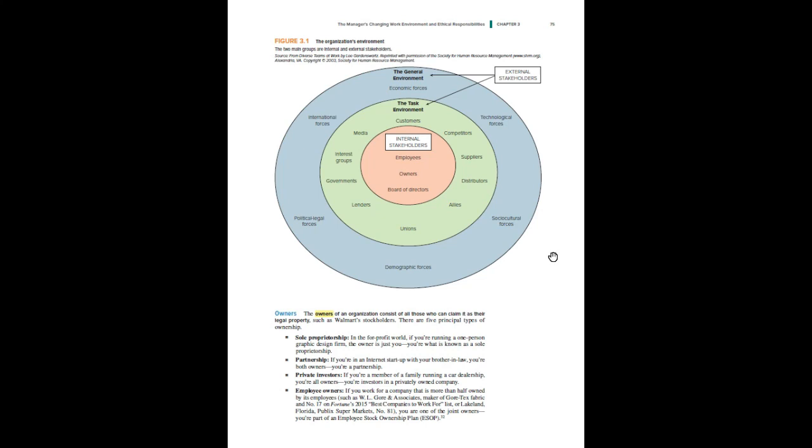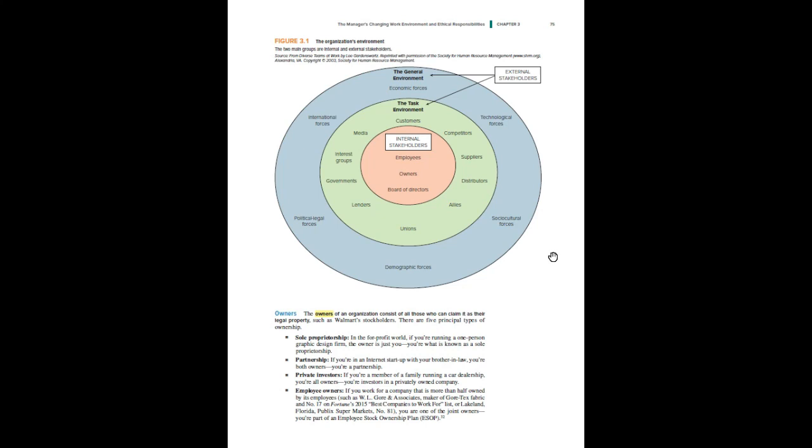Number one, customers, who pay to use an organization's goods and services. Then we have the competitors, who compete for customers, or you could say resources. Number 3 is suppliers. Suppliers are the ones who provide supplies like raw materials, services, equipment, labor, or energy to other organizations. Number 4 is distributors, who help another organization sell its goods and services to customers. Number 5, as you can see in the diagram, is strategic allies, who join forces to achieve advantages neither organization could achieve alone.